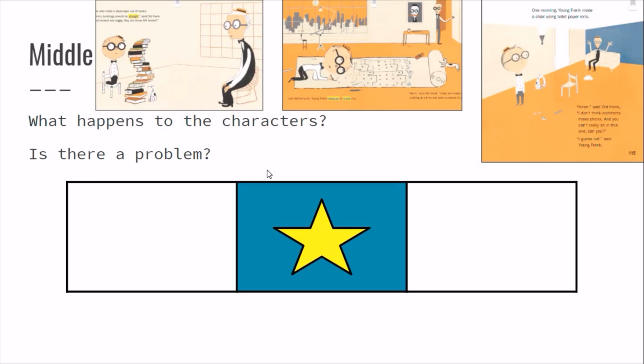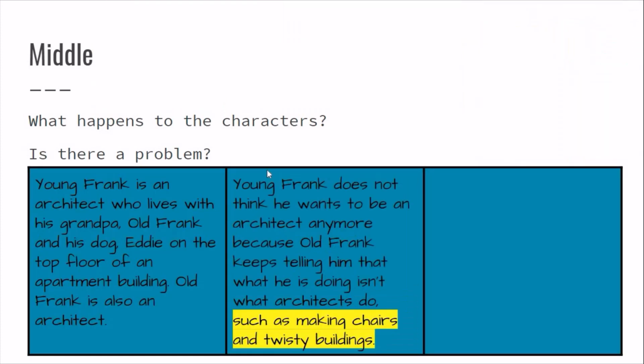I hope you were able to use the words and the pictures from the story to help you answer the questions. What happens to the characters, and is there a problem? There is a problem because young Frank does not think he wants to be an architect anymore. And in the very beginning of the story, we found out that he is an architect. So the fact that he doesn't want to be an architect anymore is definitely a problem.